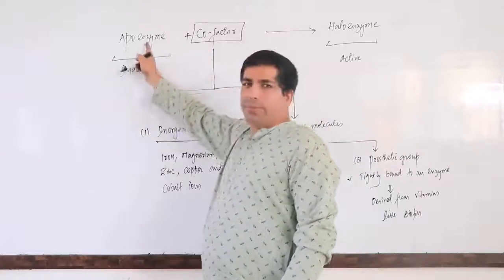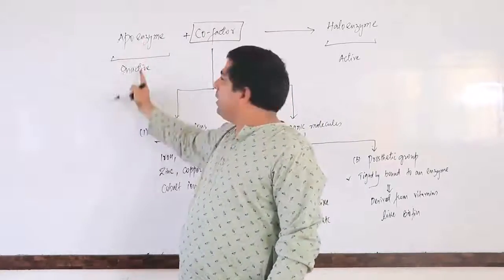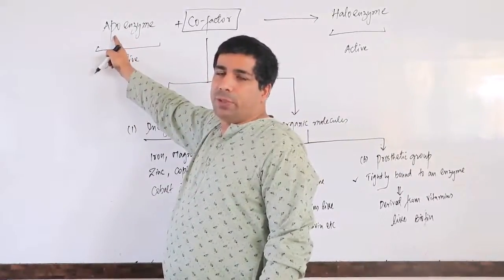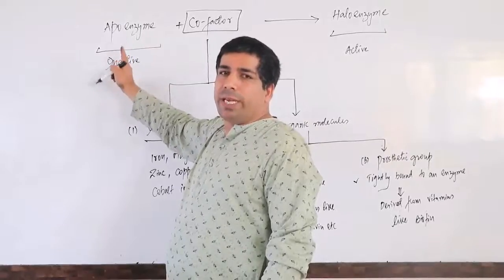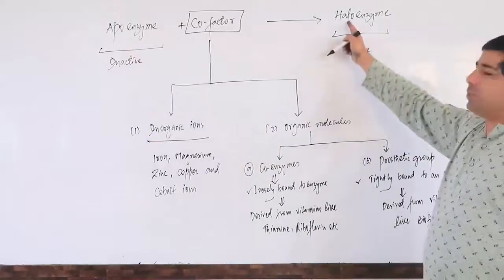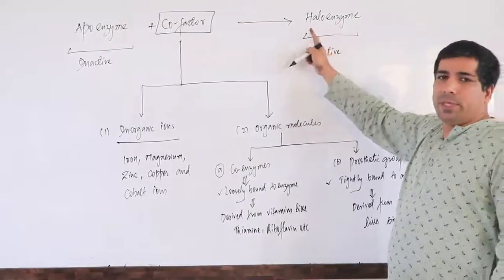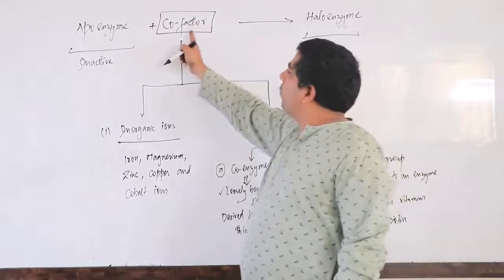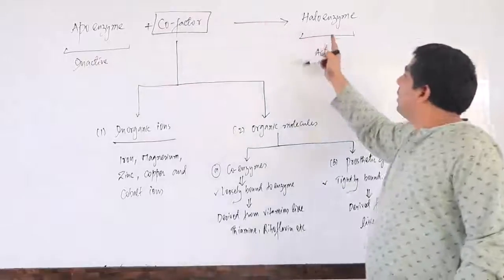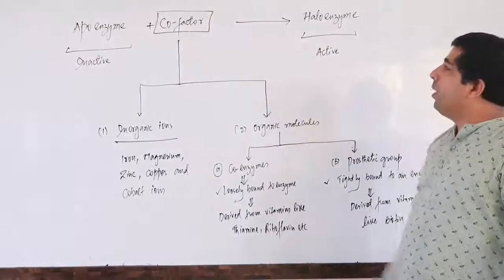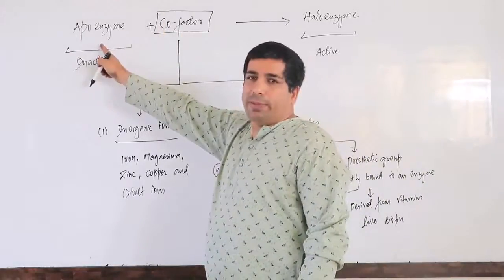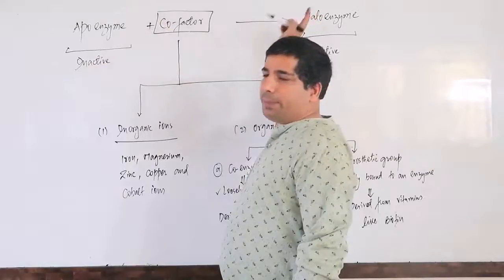If your enzyme is inactive, that inactive enzyme is known as apoenzyme. So it's an inactive enzyme. In order to make this inactive enzyme active, and the active form of enzyme is known as holoenzyme, we need a cofactor. If the cofactor combines with the apoenzyme, it will give me holoenzyme, and that is active. But which kind of cofactor is required for apoenzyme to make it active as a holoenzyme?